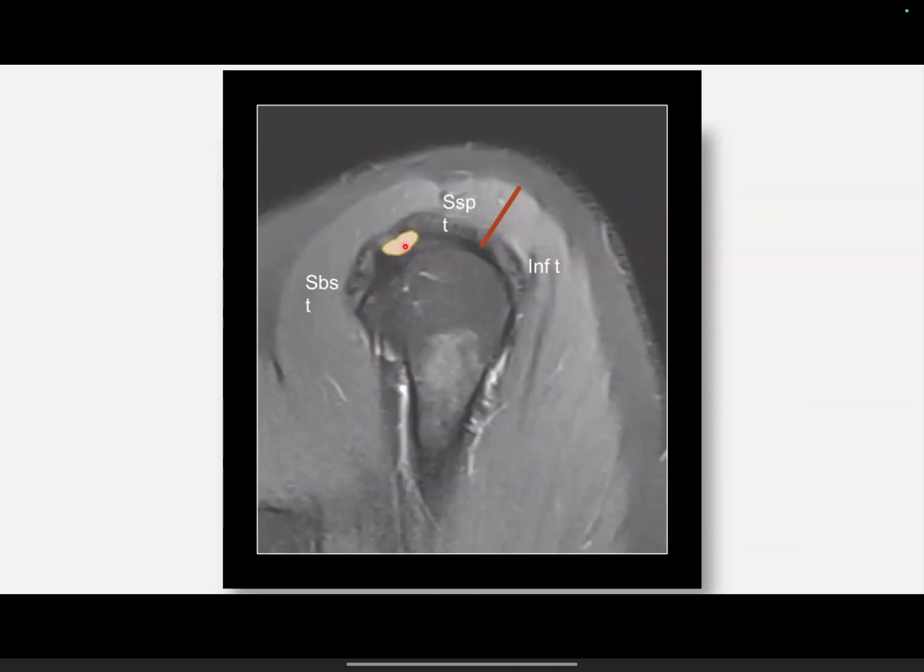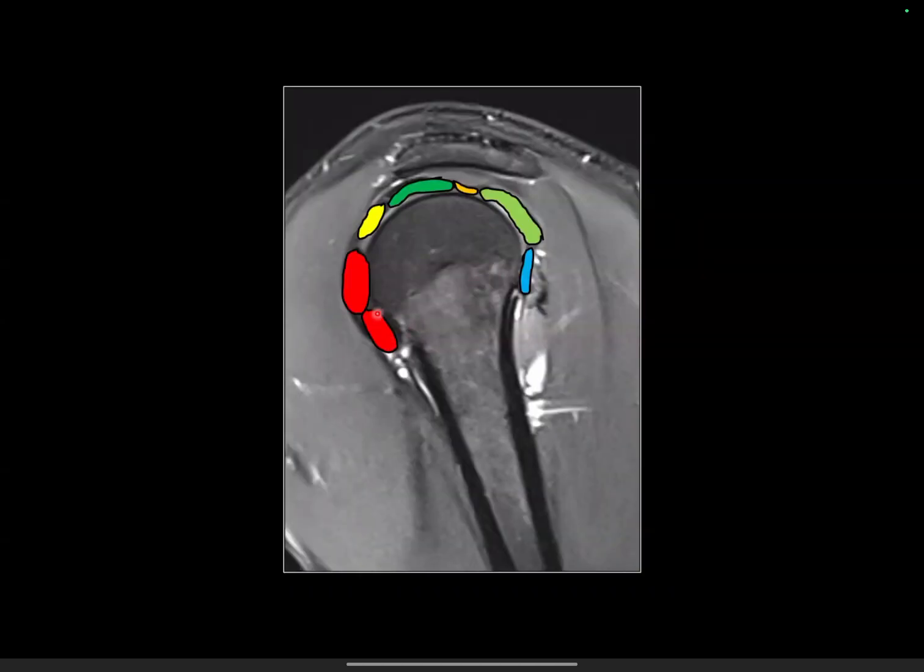Here you can see this is biceps tendon. So this is supraspinatus tendon, infraspinatus, and in the middle they will merge and form the conjoint tendon. So this is a diagrammatic representation you can see here. So this subscapularis tendon, this is biceps, this is supraspinatus. In between that is conjoint tendon, infraspinatus, and teres minor tendon.